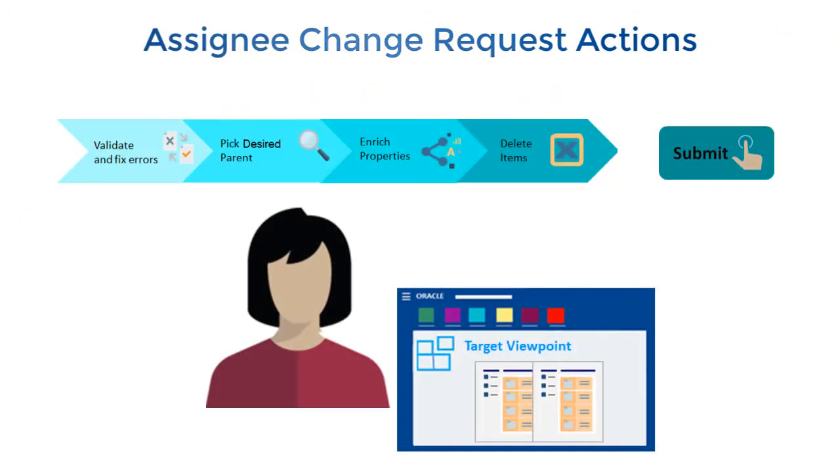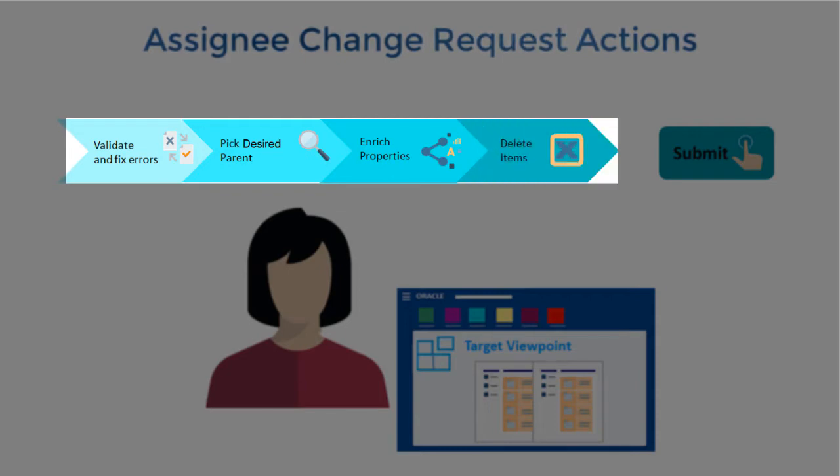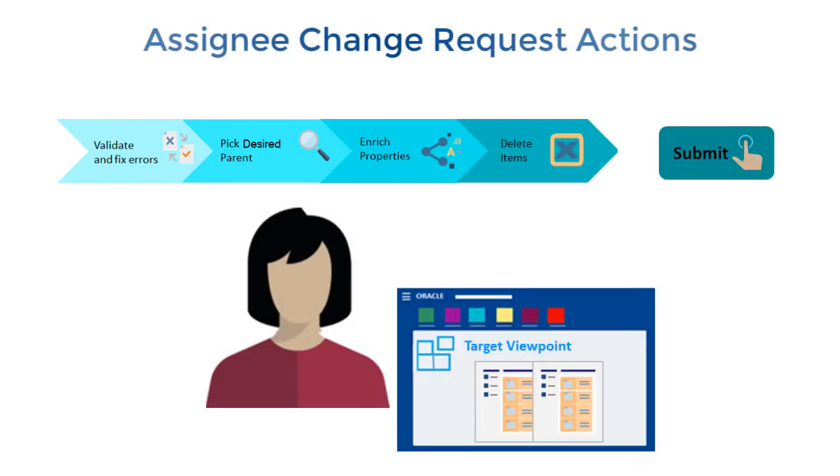In their target views, assignees can validate and fix errors, pick a desired parent, enrich properties, or delete items, and then submit the change request.